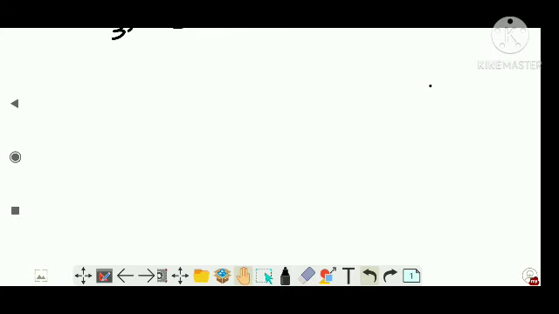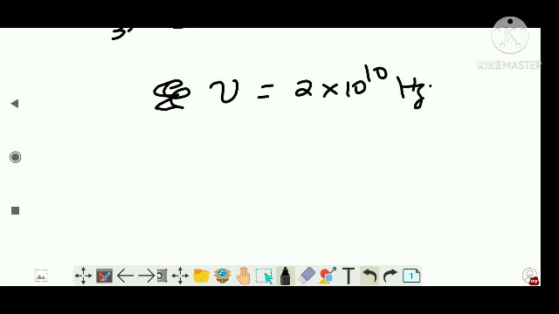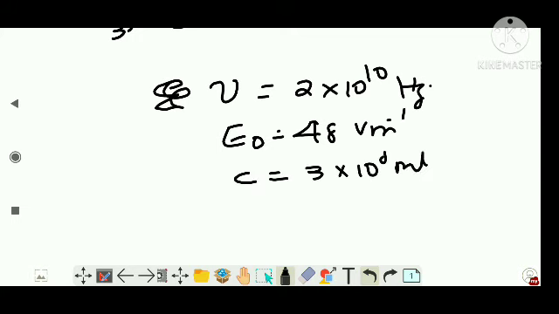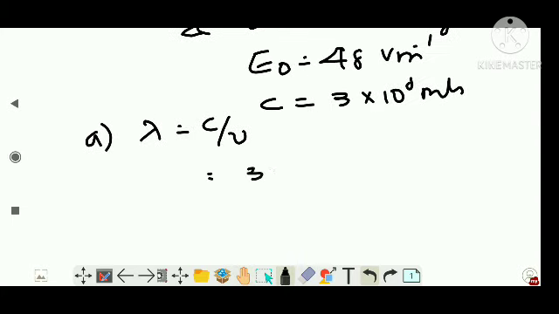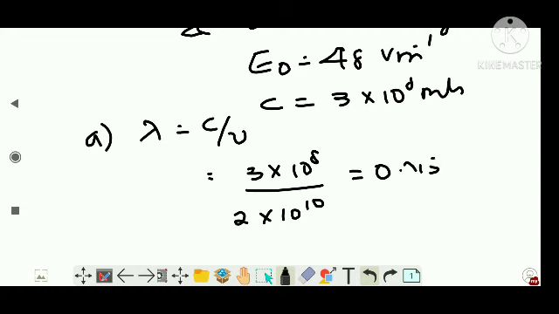Now, first section, what is given? You are given frequency as 2 into 10 to the power 10 hertz, electric field amplitude E naught as 48 volt per meter, and speed of light as 3 into 10 to the power 8 meter per second. First you are supposed to find the wavelength. Lambda is equal to c by nu. c is 3 into 10 to the power 8, and frequency is 2 into 10 to the power 10. So you will get 0.015 meter as the wavelength. Clear? Easy.